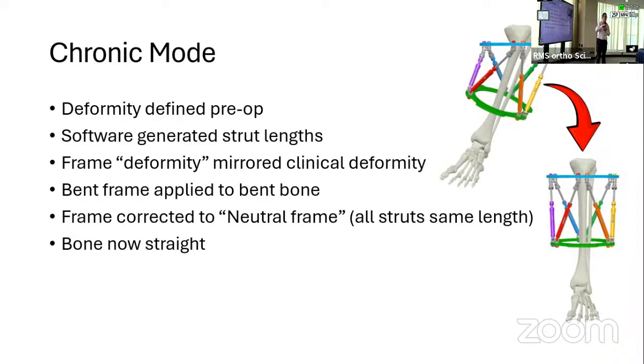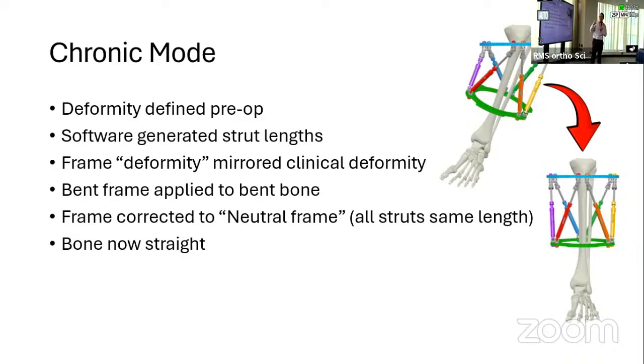You fill out all the details into the software. It would give you the strut lengths, and then you were applying a bent frame, it would mirror the deformity. But you had to do the mounting parameters before you mounted it. So you had to be able to identify something on the X-ray to say, okay, that's where I'm going to put my ring.